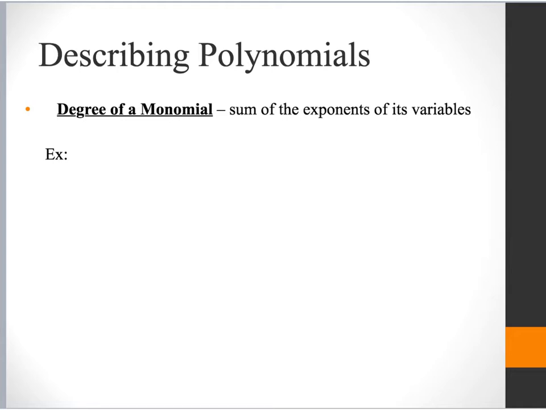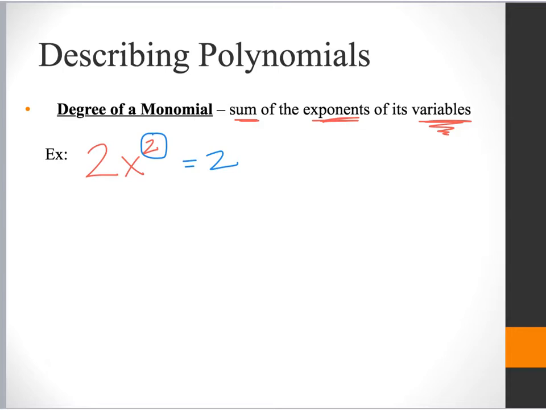Another word that you're going to hear, or phrase rather, is called the degree of a monomial. Now the degree of a monomial is the sum of the exponents of its variables. So if I have something like 2x squared, it says that it's the sum of the exponents of the variables and it's only on the variables. So in this case, the degree of this monomial is going to be just the exponent of my variable, which in this case is a 2.